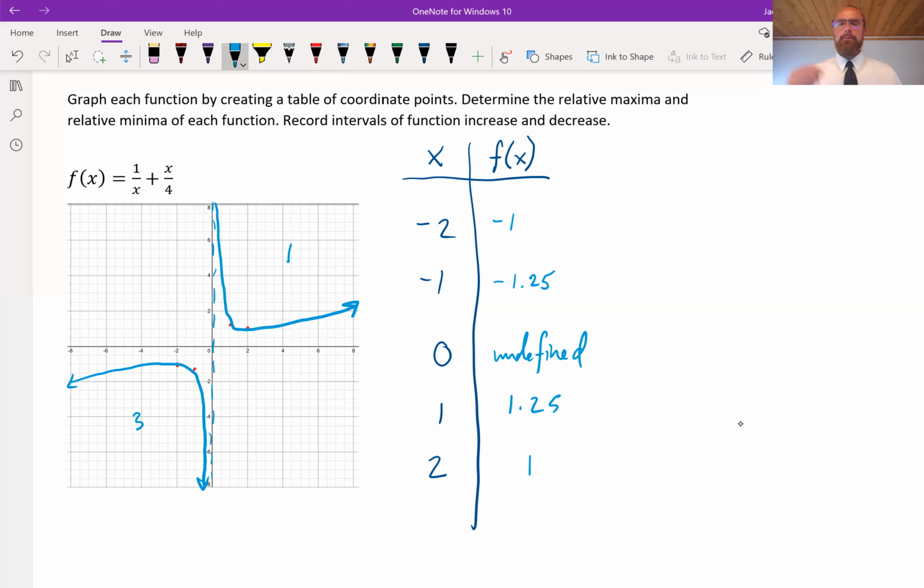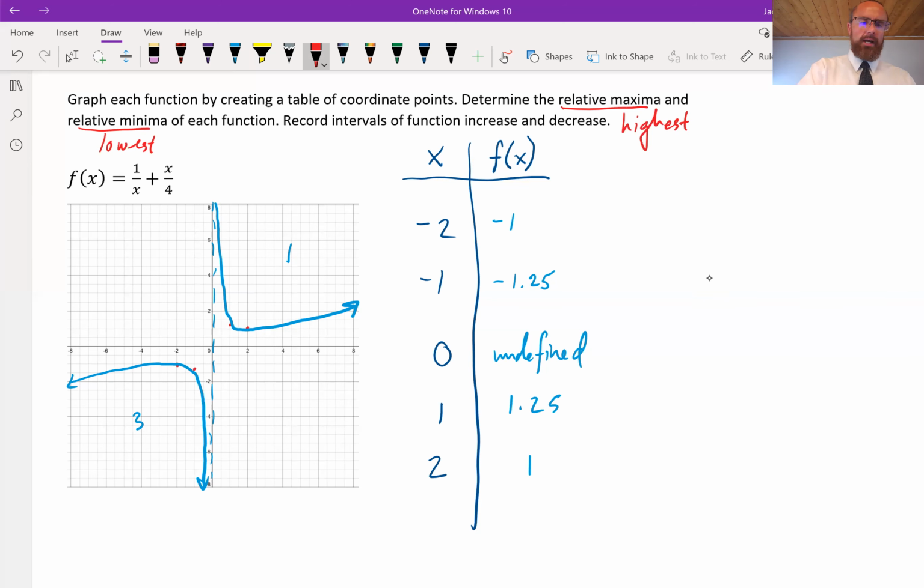So we've completed that first step to create the table of coordinate points and then use that to graph the function. Now we want to determine the relative maxima and relative minima for the graph. So remember, when we're talking about maxima, what's the highest point on the graph? And the relative minima, what's the lowest point? And because, again, these are not absolute maxima, absolute minima, we're looking for the thing that's highest relative. What's a hilltop for the maxima? What's a valley for the minima?